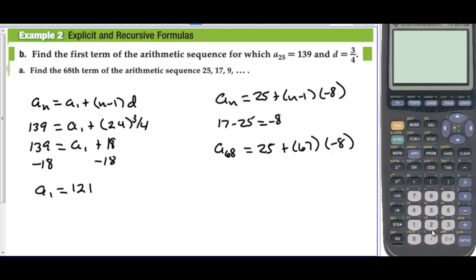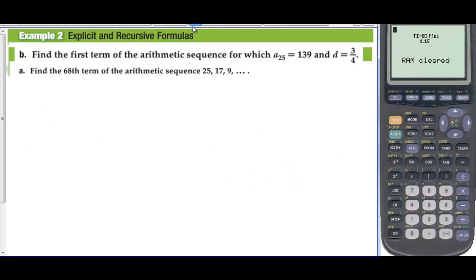25 plus 67 times negative 8. And that's equal to negative 511. So the 68th term is equal to negative 511.